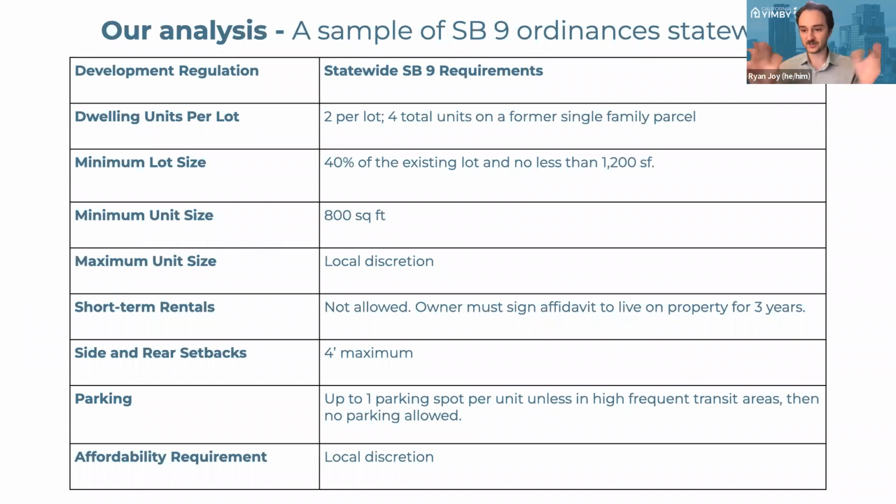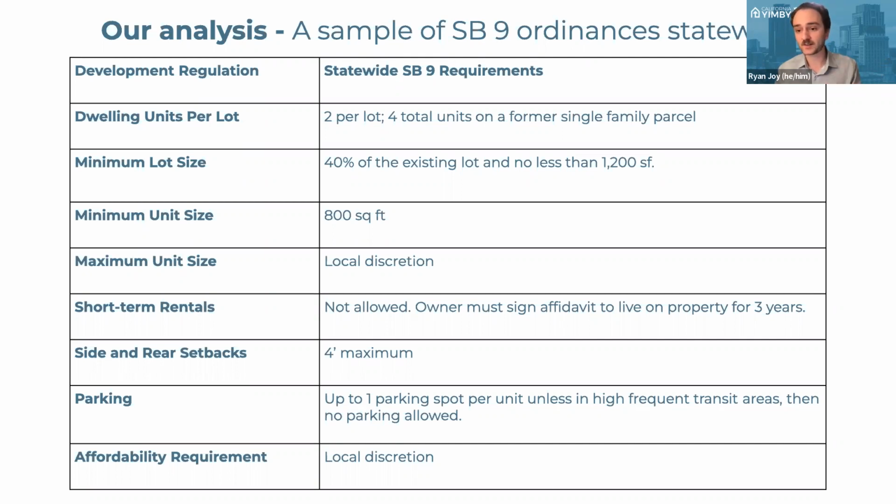And it's not just free reign. You can't just do that wherever you want, however you want. It sets some minimum standards. And I think that's what Mohammed just transferred to here on this slide. There's a set of minimum standards that cities have to adopt. So the lot has to be split 50-50 or 60-40. The unit has to be at least 800 square feet. The local government has discretion to say how big the unit can be. There can be no short-term rentals. So you can't rent any of these units out on Airbnb.